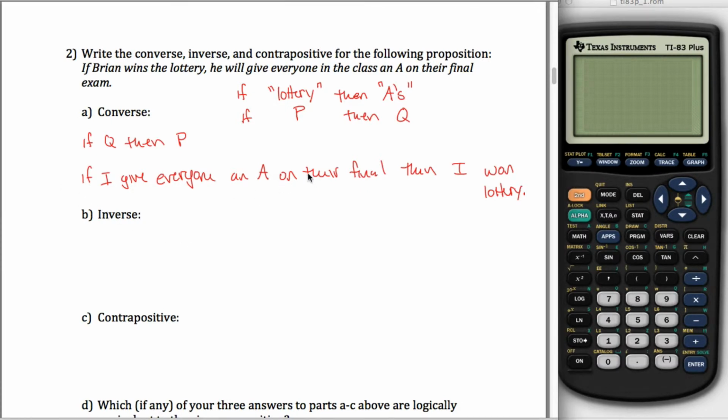For the next one, the inverse, the advantage to defining this as if P then Q is we can come up with all of these. The converse is if Q then P. The inverse is if not P, then not Q. So if P does not happen, then Q will not happen. If Brian, or I guess, doing this first person, if I don't win the lottery, then I don't give everyone in the class an A.